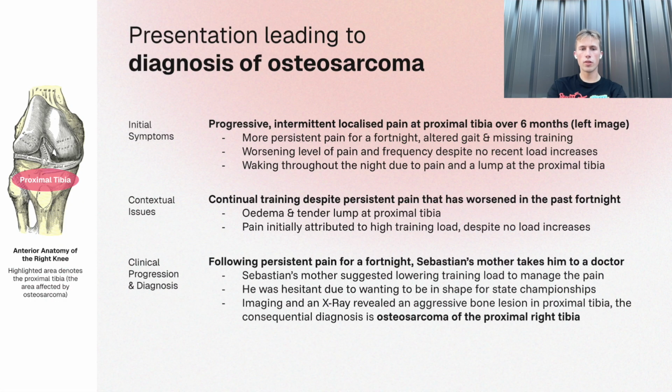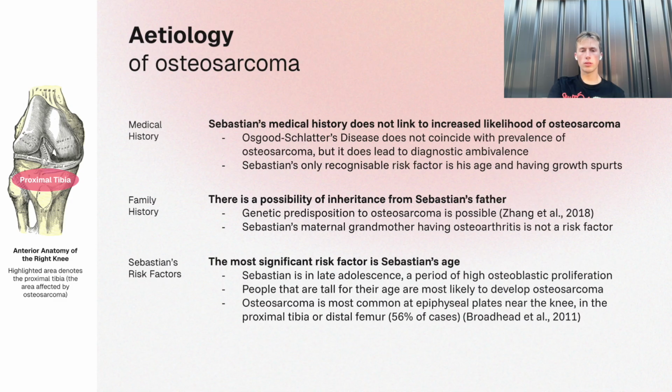Over the past 2 weeks, Sebastian has begun to have localized edema, a tender lump, and more persistent pain at his right knee, which leaves him waking up at night, having an altered gait, limping, unable to use full range of motion, and having to miss training sessions, as he has begun to get pain at rest as well. The clinical red flag was pain at night which would wake him up. He was taken to a doctor and referred for an MRI and X-ray. The findings meant Sebastian was subsequently diagnosed with osteosarcoma of the right proximal tibia.